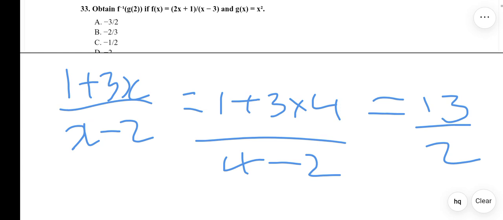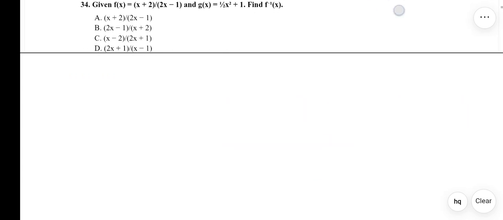So instead of going through that stress, you just make your output this g of 2, then you find the corresponding value of x for it. So if you find the inverse and you do it, you still get the same answer. But in this question, likewise, there is no correct answer there. I don't know why. So moving to the next question, 34.